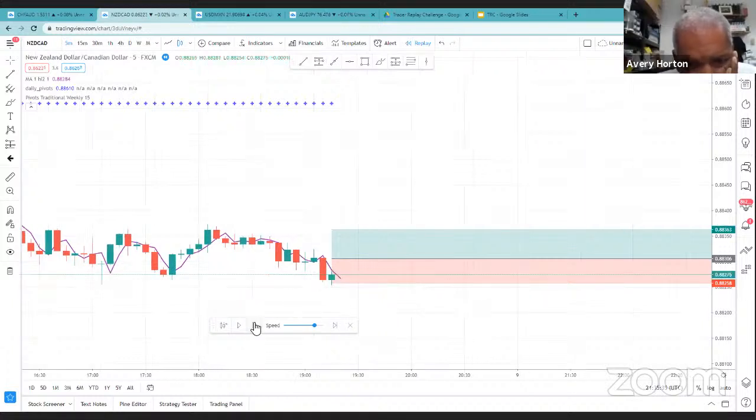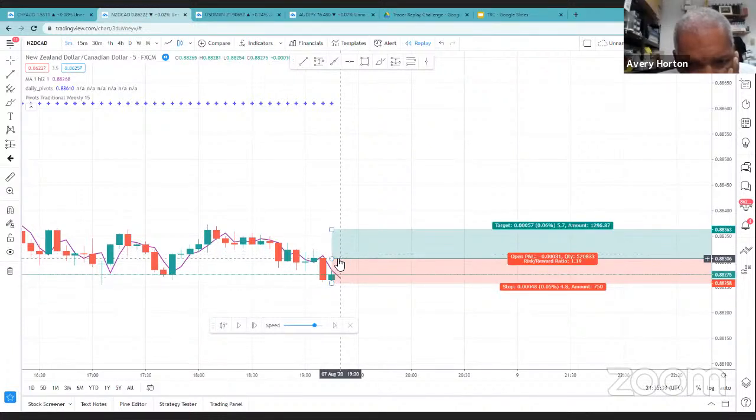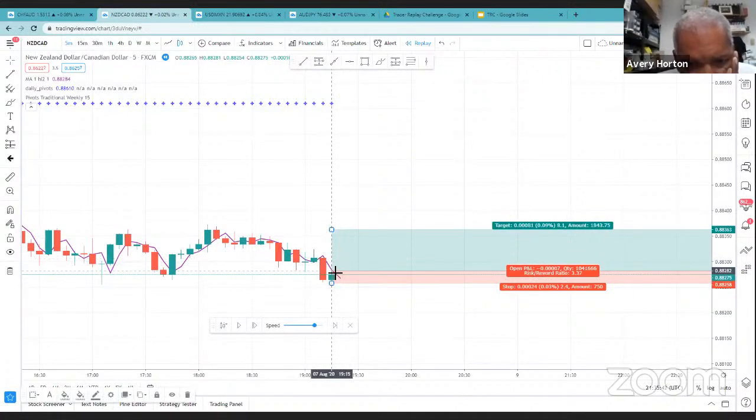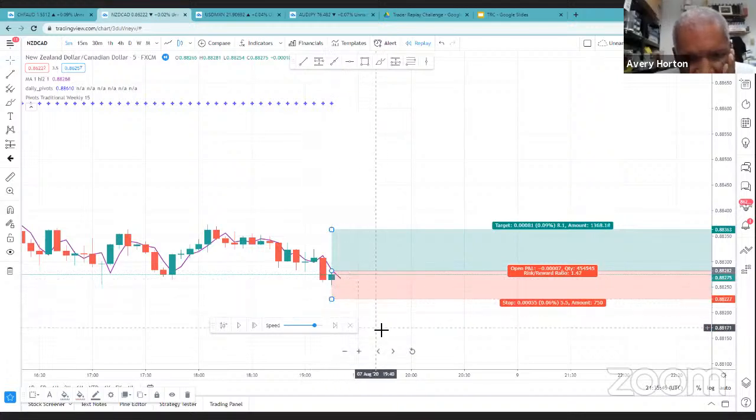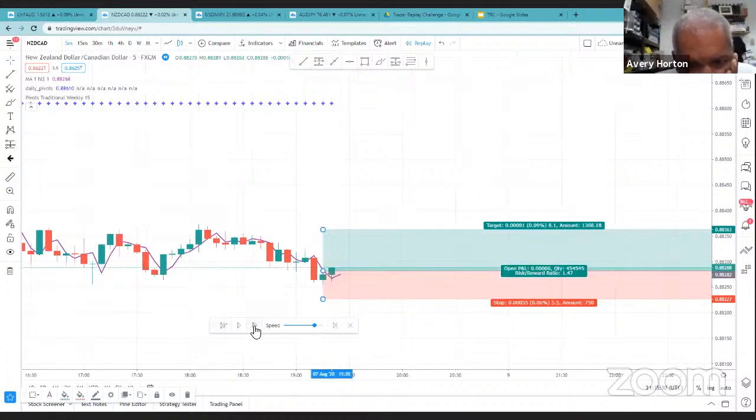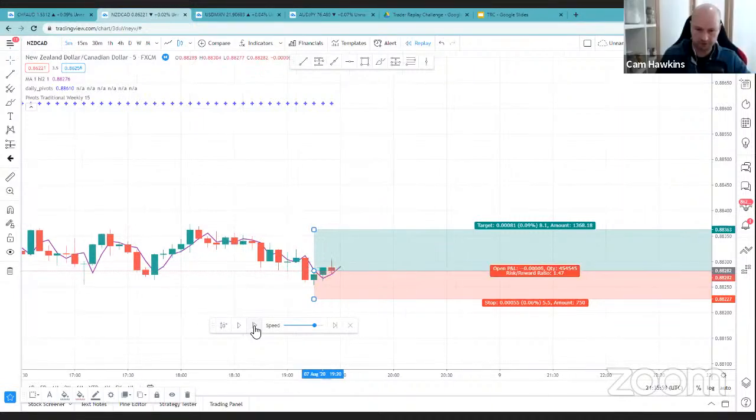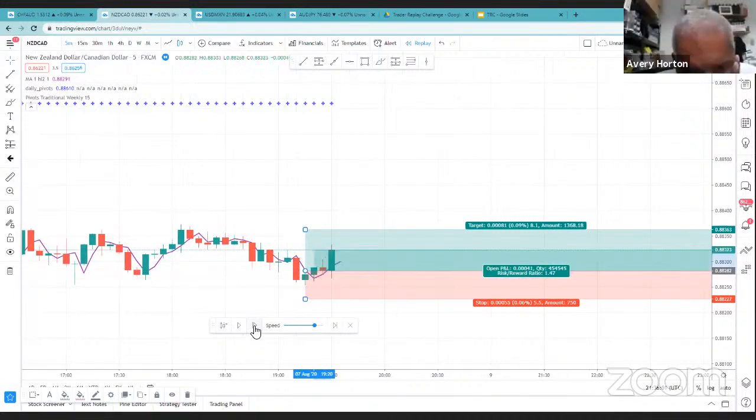No, we're not in yet. So we would now move the entry to the high of that candle. And we'll move the stop down, give it some room. Okay, now we're in. Are you moving your stop or you're in? Not yet.